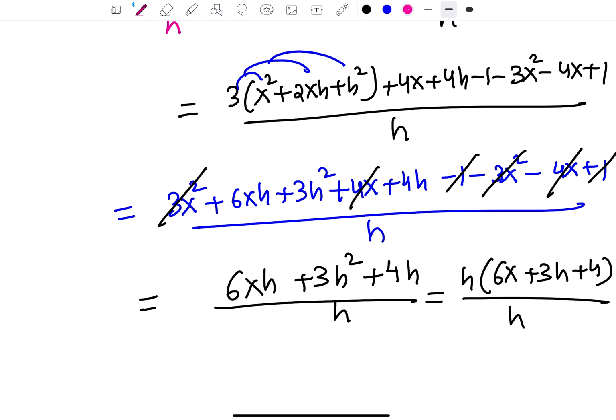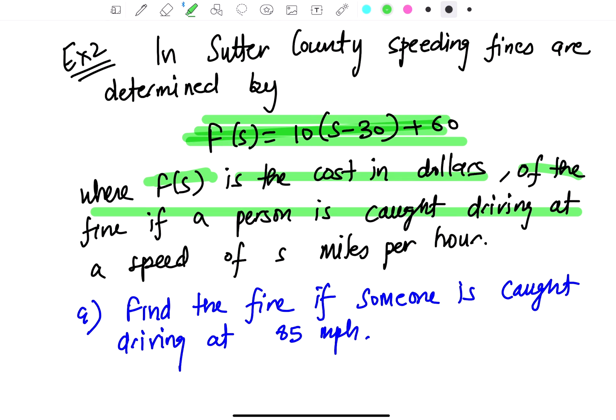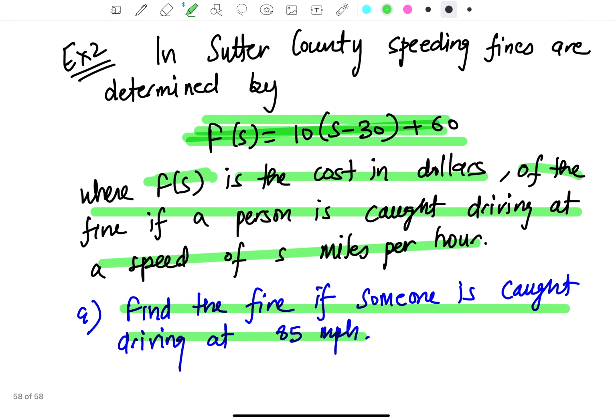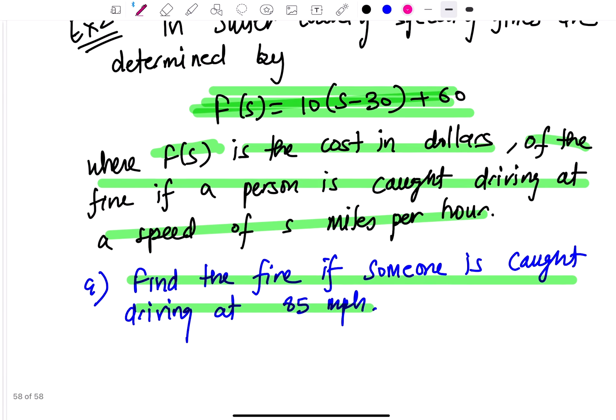Okay, another example. In Sutter County, speeding fines are determined by this function. So this function gives me a relationship between the speeding fine and the speed, where f of s is the cost in dollars of the fine when a person is caught driving at a speed of s miles per hour. Find the fine if someone is caught driving at 85 miles per hour. So this is the speed given to me, and I'm going to replace it with the s in the given function. This f of s simply means the function, the fine depends on the speed.